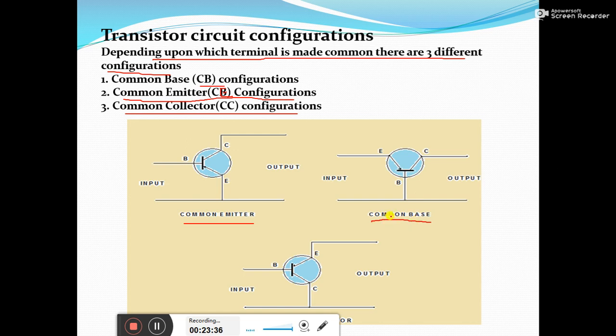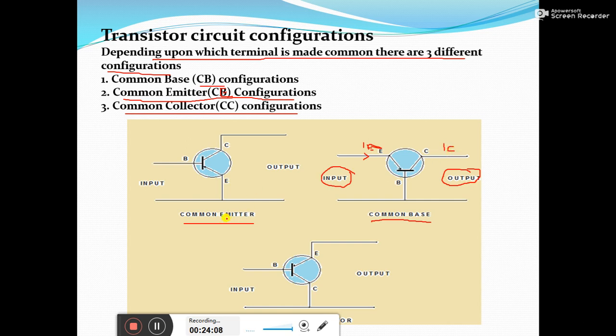Remember, in case of common base, the input voltage is applied between the emitter and base terminal, and the input current will obviously be IE, and output is taken between the collector and base, meaning the output voltage is nothing but VCB, that is the voltage between the collector and base, and the output current is nothing but IC.